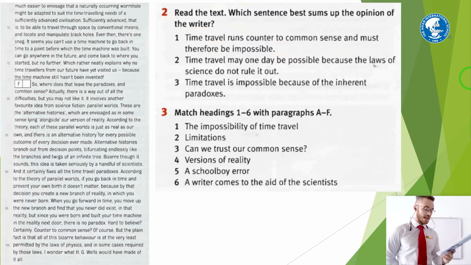Certainly. Counter to common sense? Of course. But the plain fact is that all of this bizarre behavior is, at the very least, permitted by the laws of physics, and in some cases required by those laws. I wonder what H.G. Wells would have made of it all.